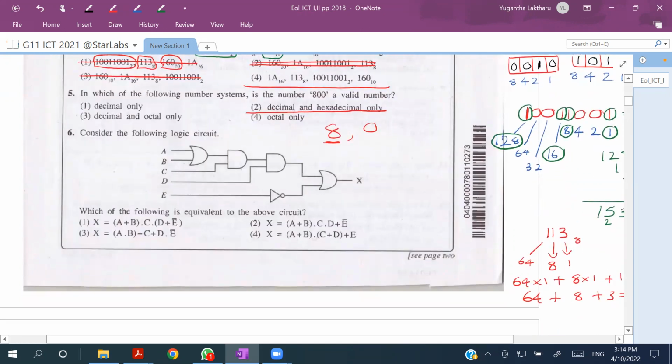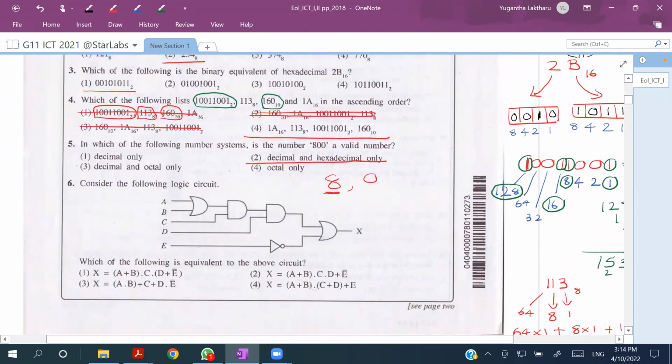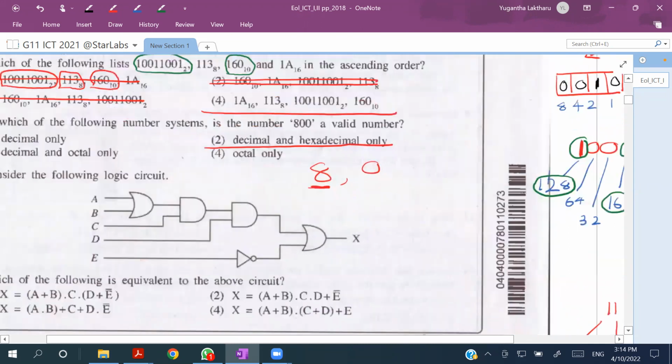Consider the following logic circuit. Which of the following is equivalent to the above circuit? Yeah, so for that we have to solve this.